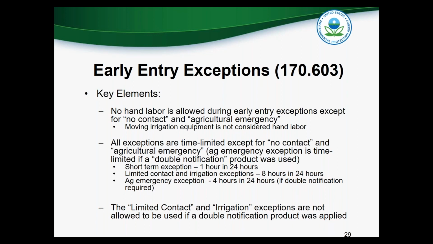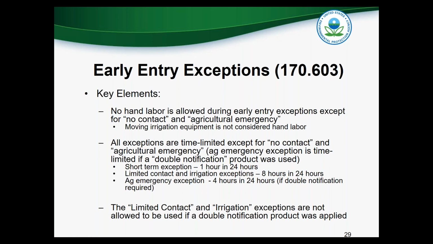The first are the early entry exceptions, and we just want to point out again that in the WPS, there is an exception that allows people to go in during the REI, but those exceptions are fairly restricted and they have a lot of conditions on them, so there should not be a lot of situations where people are allowed to go into an early entry area and conduct work. But where they are is the exception for irrigation. You are allowed to go in and do certain irrigation activities, and there's also one for limited contact. So those do allow you to actually do a certain type of work.